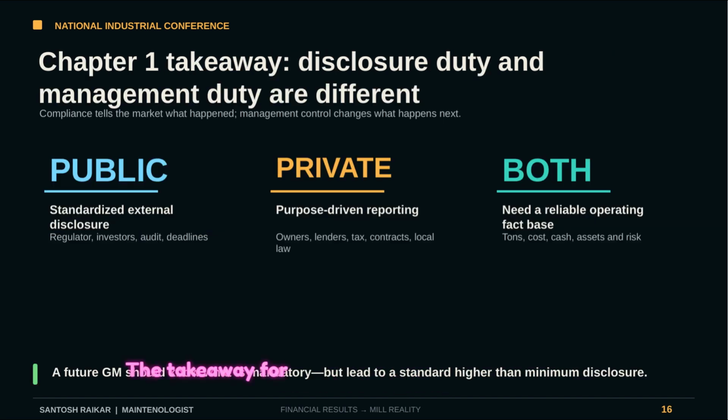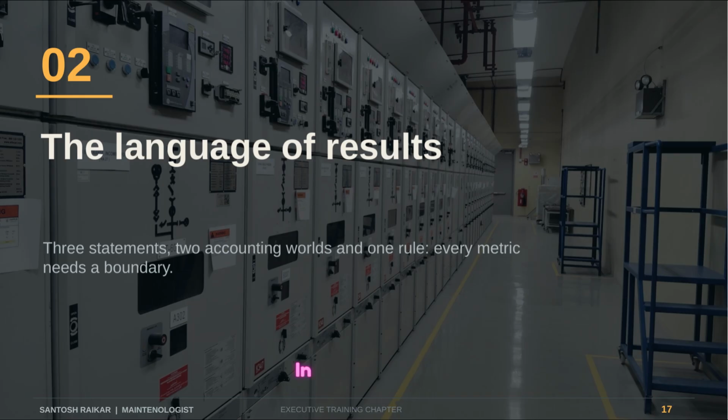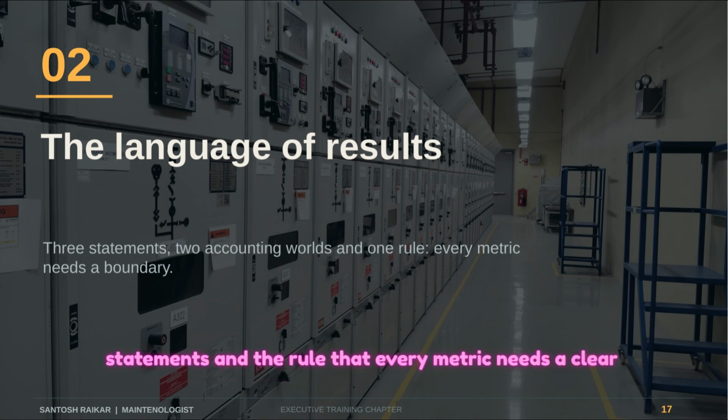The takeaway for Chapter 1 is simple. Compliance tells the market what happened, but management control changes what happens next. A future GM should lead to a standard higher than the minimum disclosure requirement. In Chapter 2, we tackle the language of results. We will look at the 3 main financial statements and the rule that every metric needs a clear boundary.